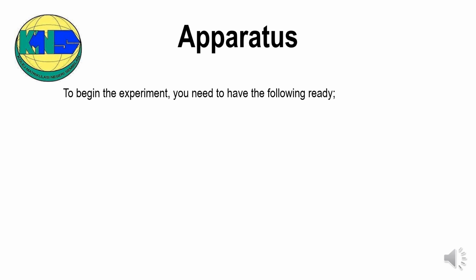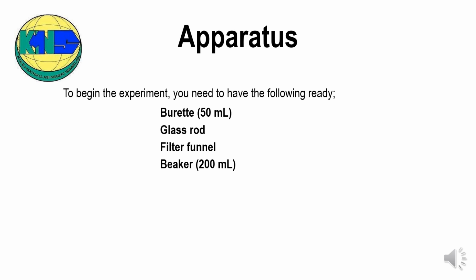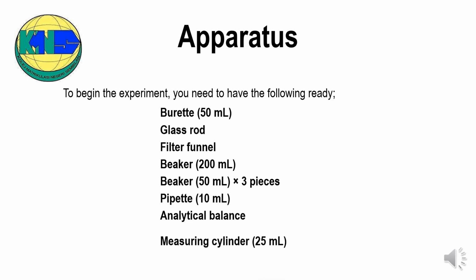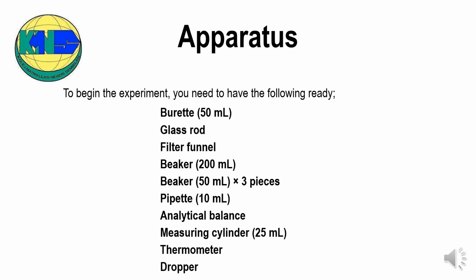To begin the experiment, you need to have the following apparatus ready. A 50 milliliter burette, a glass rod, a filter funnel, a 200 milliliter beaker, 3 pieces of 50 milliliter beaker, a 10 milliliter pipette, an analytical balance, a 25 milliliter measuring cylinder, a thermometer, and a dropper.